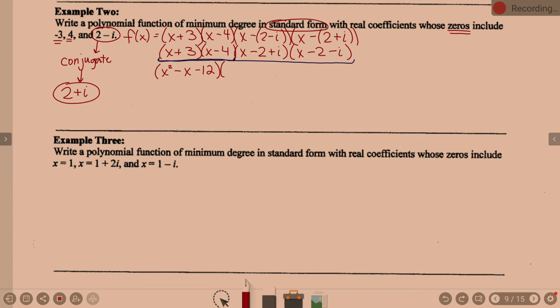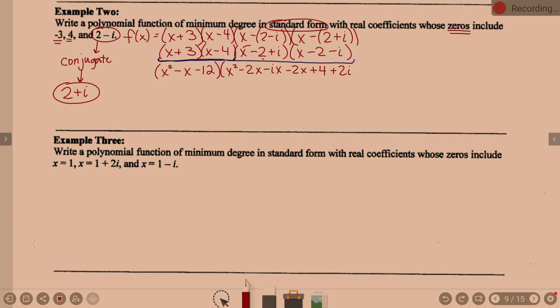Okay, you ready? I'm going to take x and distribute x times everything in the other parenthesis. X squared minus 2x minus ix. Then I'm going to take this negative 2 right here and distribute it by everything in the other parenthesis. Negative 2x plus 4 plus 2i.